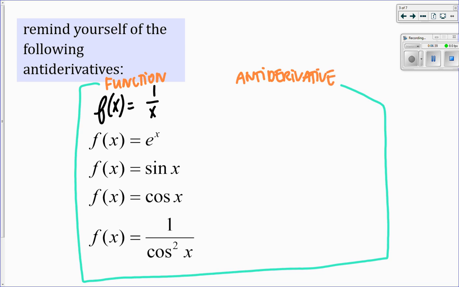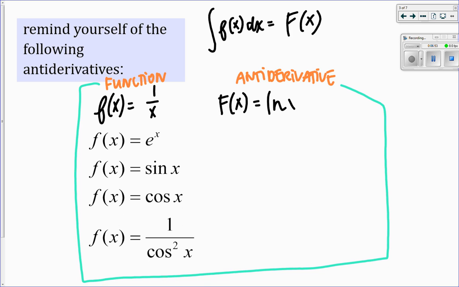Or again, remember the integral of a function with respect to x. We are saying the antiderivative, we are denoting it with a big capital F of x. So the antiderivative of 1 over x, capital F of x, we just said this one, is the natural log of x plus a constant.